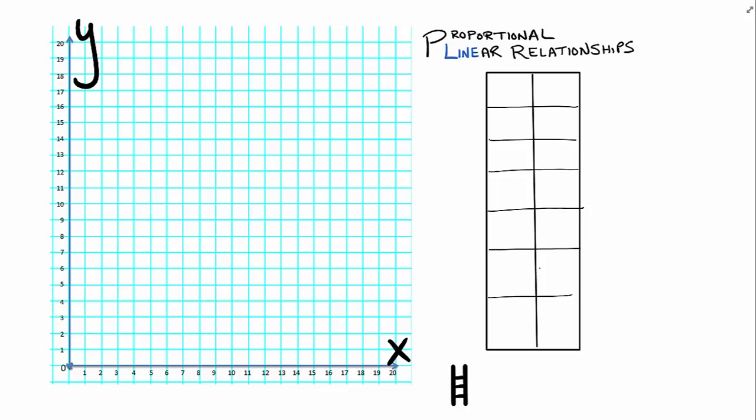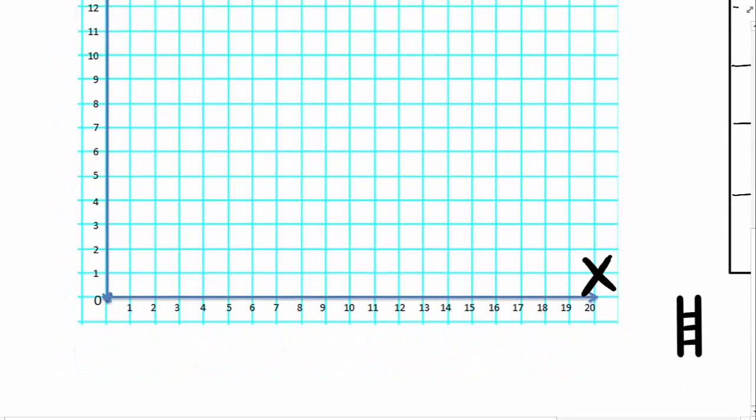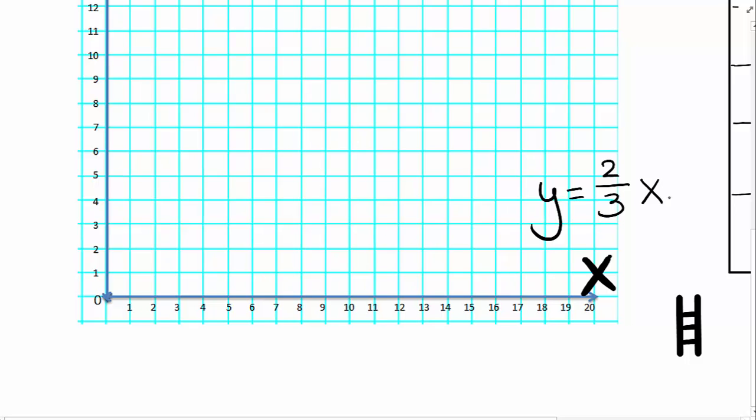And so what I'm going to do, I've got a graph and a table. I'm going to show you exactly how we're going to build a line. I'm going to start off with an equation. It's going to be a proportional relationship, so we are going to start at 0, and we're only going to really deal with the first quadrant. I'm going to give you the equation. Y is equal to 2/3 x.